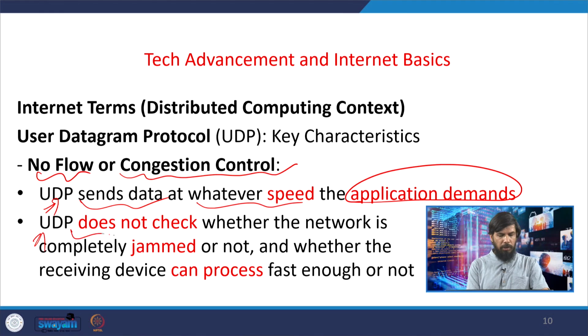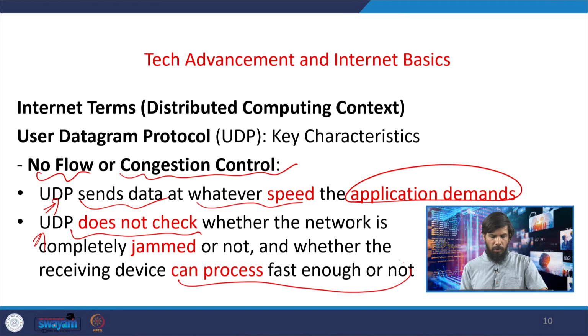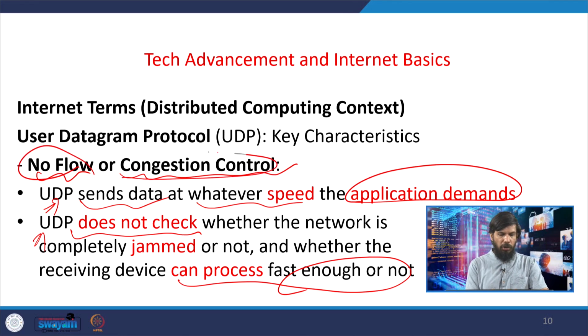For example, it does not check whether the network is completely jammed or not. There is no extra checking and ensuring that errors are not there, like TCP does. It will not check whether the receiving device can process fast enough or not. Those checks are not done, so those overheads are not there, and that makes UDP quite fast, and therefore it is able to send data at the speed desired by the application. So there is no flow or congestion control managed by UDP.